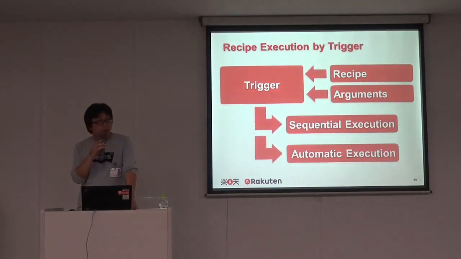For more effective operation, we made a trigger system. The trigger system is an auto-execution tool for operation release recipes. It can select a mode with the sequencer and automatic execution, and we can register a trigger as a job of Jenkins. In this case, we can execute operating tasks on a web browser.